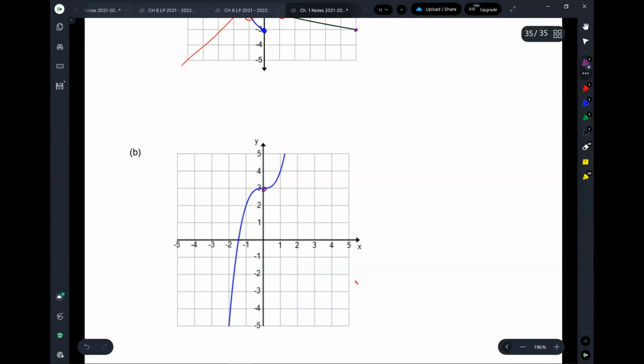Let's see what are some good points here. 0, 3 is definitely a good one. 1, 4. What about -1, 2? -2, -5. Good. Don't go crazy. The ones that you can be super precise about, be super precise, and I understand there might be some that are a bit of a ballpark.